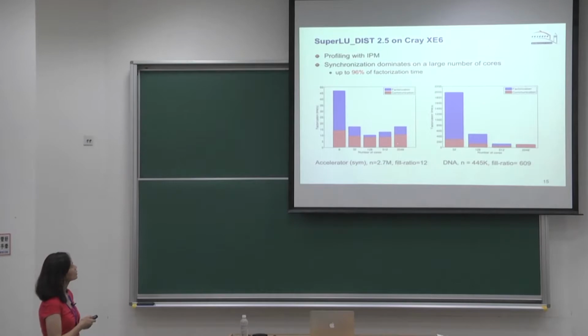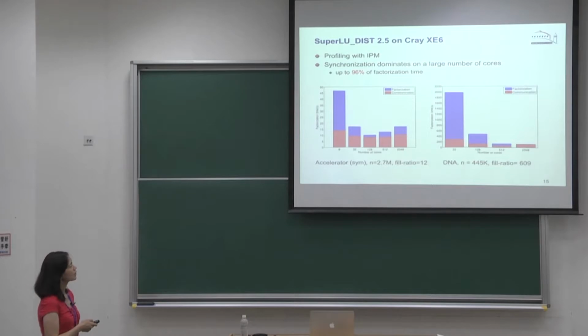So that's one case. And another case is DNA. It's from a genome application. So in this case, the matrix is relatively small. The dimension is only 500,000. So its dimension looks smaller than this. But on the other hand, the fill ratio is huge. So for sparse factorization, one of the criteria to look at is really the fill ratio.